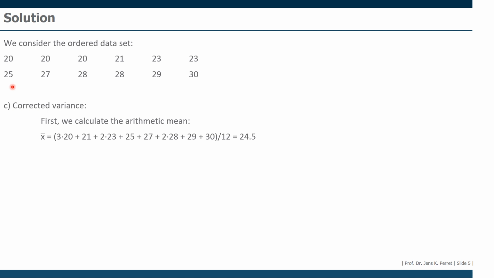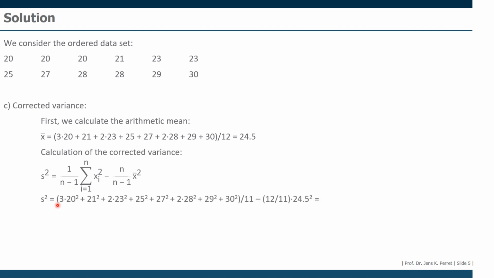Or a bit less error prone is the version we're going to use here, which follows this formula, which at the beginning might look a bit more complicated. What we're going to do is just take the square of all of these observations, so 20 to the power of 2 plus 20 to the power of 2 plus 20 to the power of 2 plus 21 to the power of 2, and so forth, adding all of them up. Once we've added all of them up, we divide by the number of observations minus 1. Here we have 12 observations, so we divide this sum by 11.